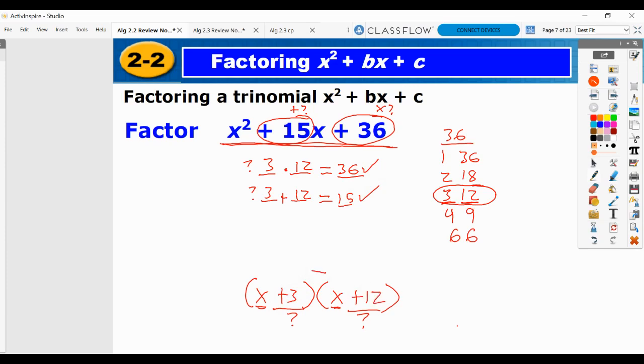Here is what we're looking for. This is what the problem looked like before all the multiplying took place. If you do your FOIL to check it, you will find that it would actually equal that up there. That's what we're up to. I have a few other examples that we'll take a look at.